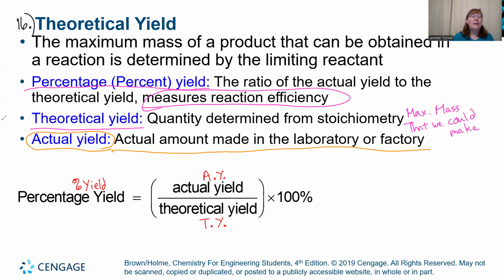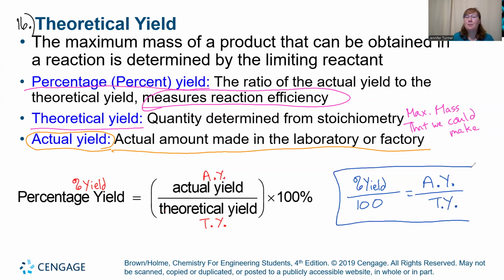So if you're like me and you really like proportions instead of equations, you can set this up as your percent yield over 100 equals your actual yield over your theoretical yield. And for some people, it helps to set up your equations in a proportion form and then cross multiply rather than think about, well, where does this variable go? Where does this variable go? So that's my little favorite there.